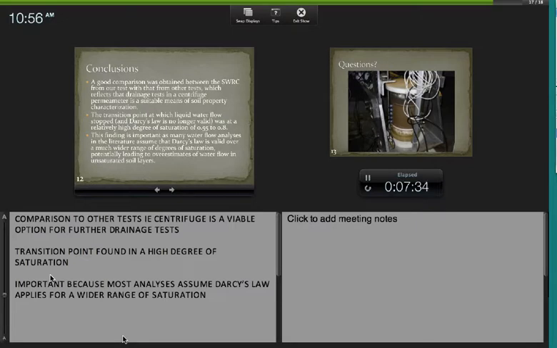A couple conclusions we can draw are, since our data was consistent with data taken from axis translational tests, centrifuge use is a viable option for further drainage tests in silt and other types of soil. We saw that this transition point was found at a high degree of saturation, which is not normally assumed. It's normally assumed that laws of physics still apply up to a wider range of values, but we found that this point was not where they expected it to be.